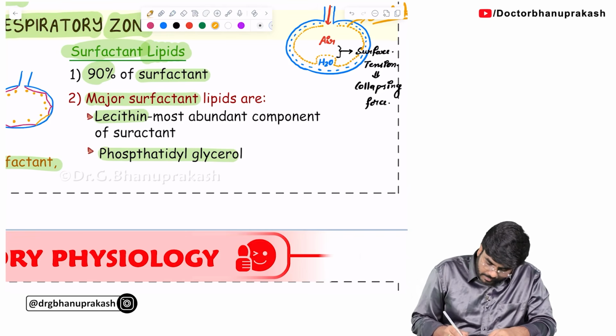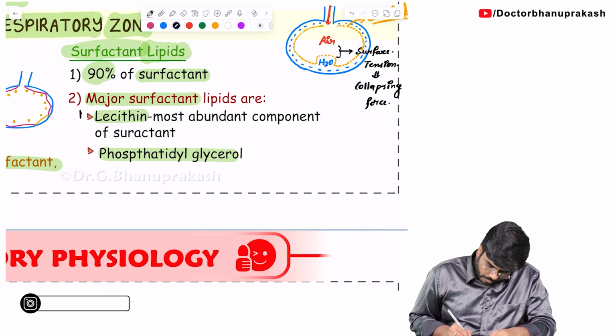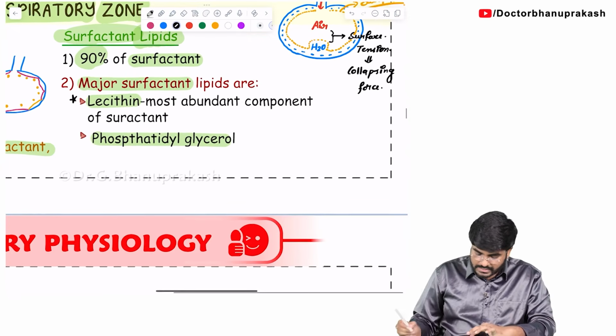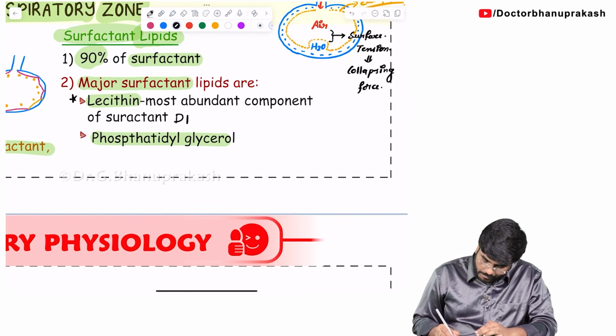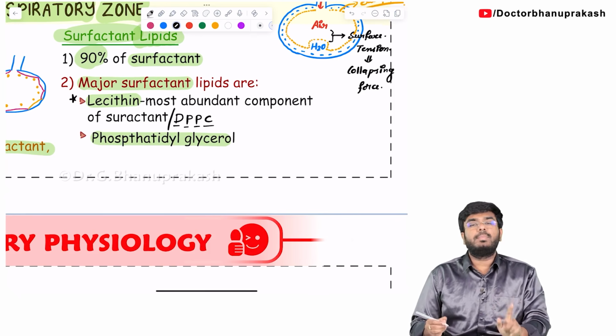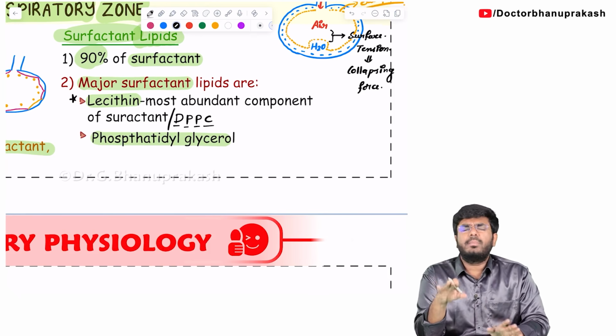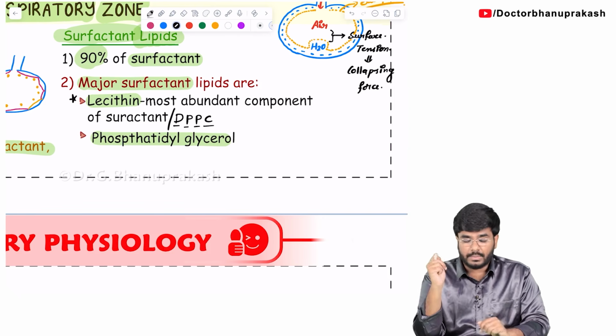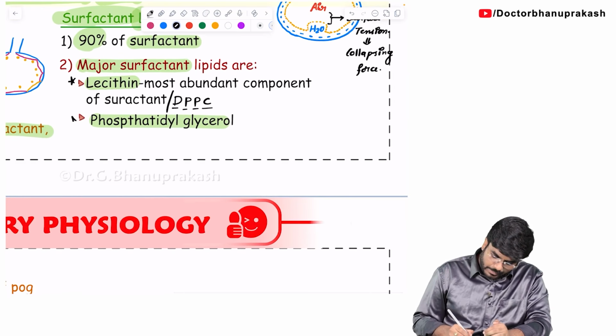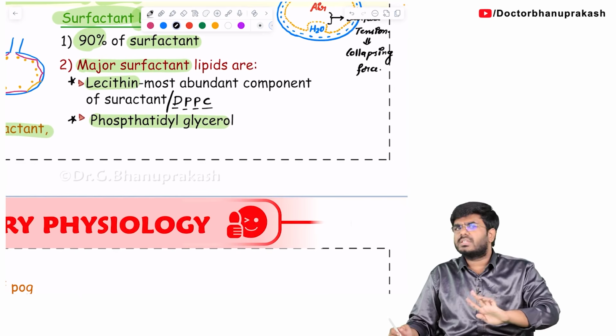Lecithin is very, very important for your exams. Lecithin is also called dipalmitoyl phosphatidylcholine. Okay, remember DPPC. At least remember phosphatidylcholine. This is a major lipid. And what is the second major lipid? The second major lipid is phosphatidylglycerol. Okay, these are the two major lipids.